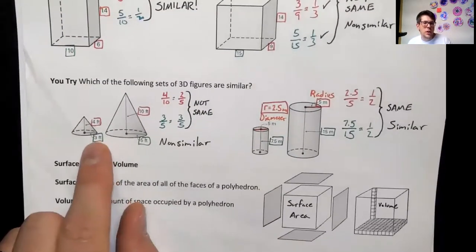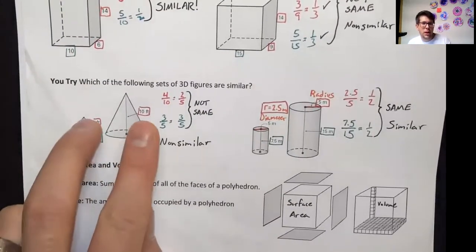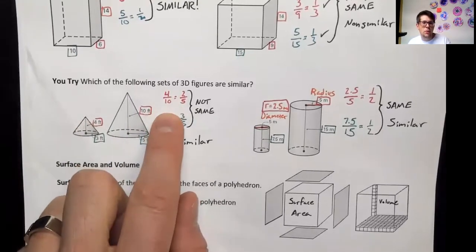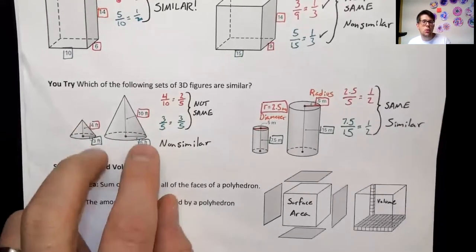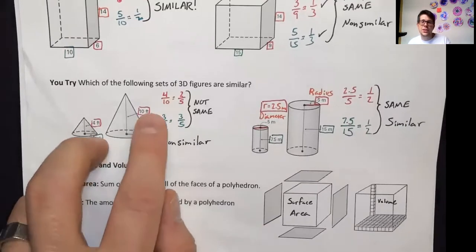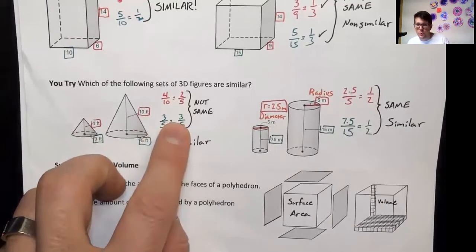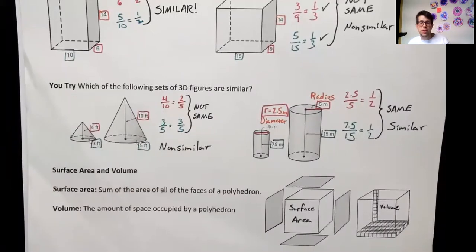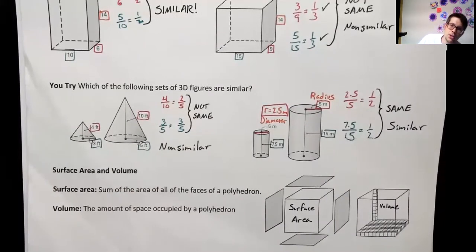Cones. For our cones right here, we've got some radius values that we can compare and some heights. When I compare my heights, I get 4 over 10, which reduces down to 2 over 5. When I compare my radius values, I just get 3 over 5, and it doesn't reduce. It's just 3 over 5. 2 over 5 and 3 over 5 might be close, but they're certainly not exactly the same. So that means that these are not similar shapes.